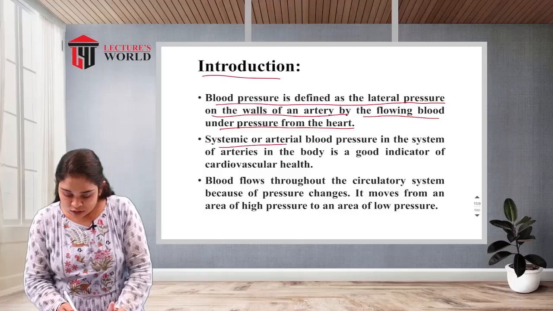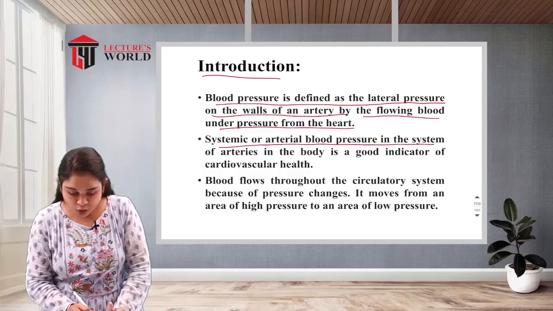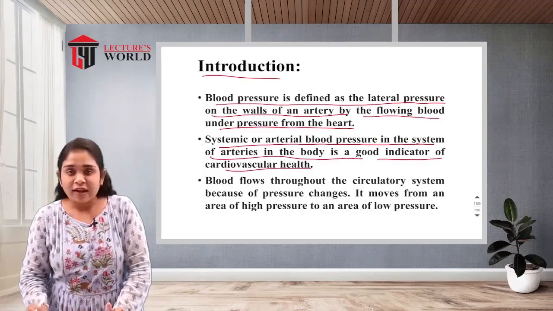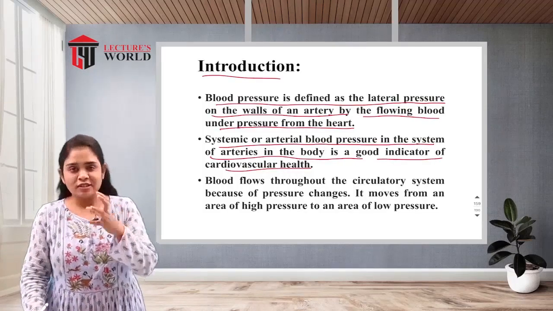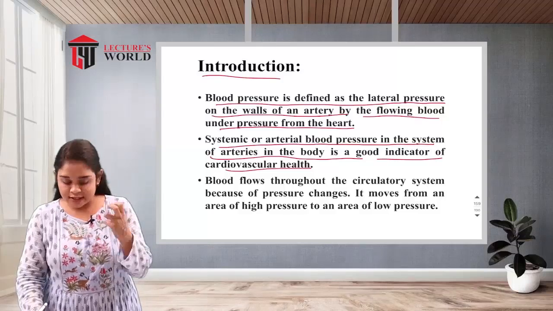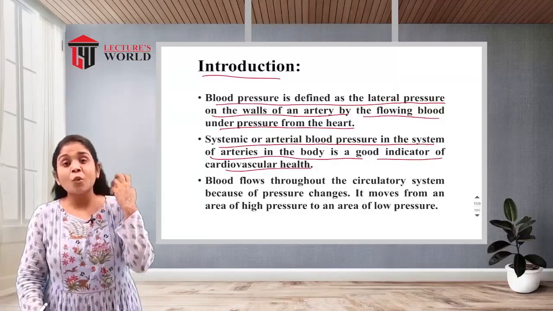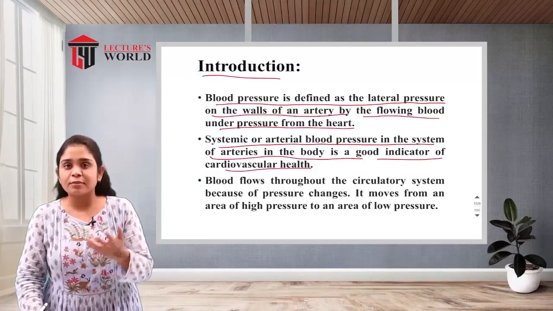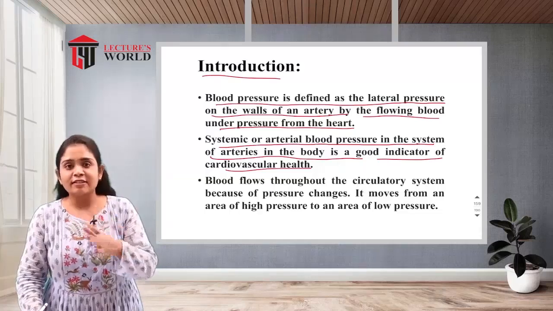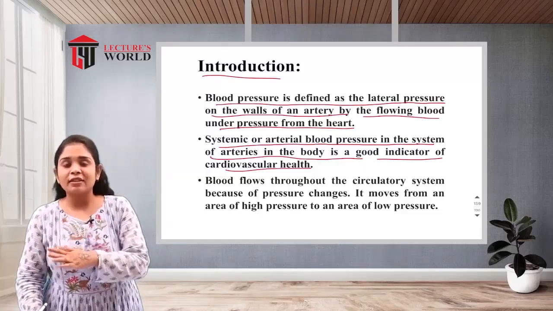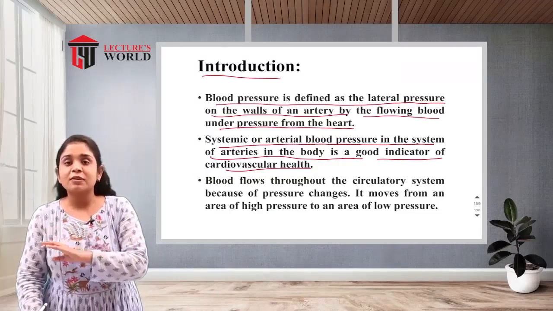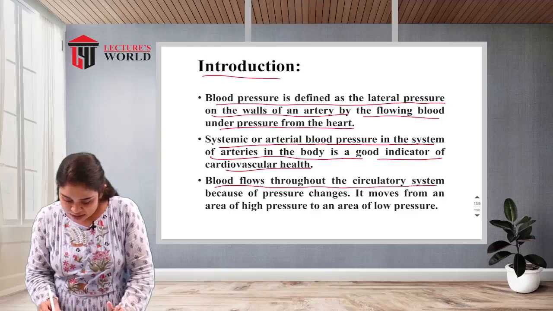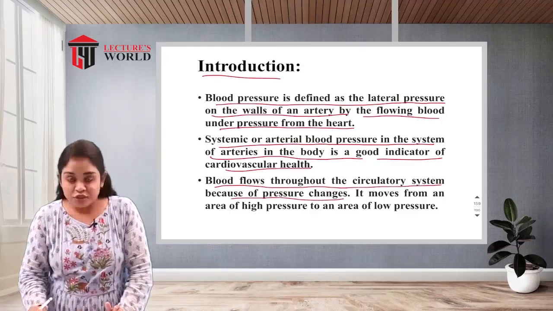Systemic or arterial blood pressure in the arteries of the body is a good indicator of cardiovascular health. Whatever this pressure is, it tells us how forcefully the blood is circulating inside the system. If everything is working nicely, that is a good indicator that the cardiovascular system is working very well.